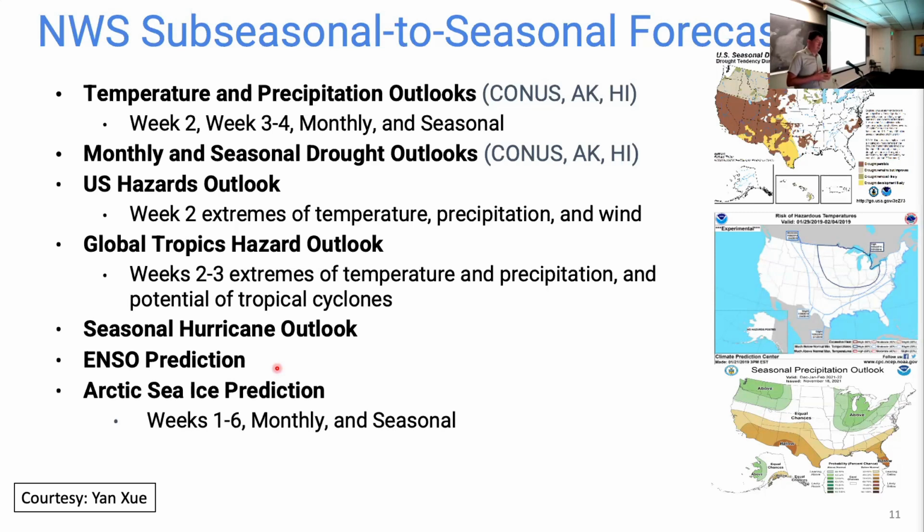There are other outlooks that they do: U.S. hazards, global tropical hazards, and a seasonal hurricane outlook. They predict El Nino itself, and they also do Arctic sea ice prediction. These are the operational products. There are also a lot of other applications that people in my laboratory are working on, such as marine heat waves, coastal inundation due to climate change, El Nino impacts on sea level on the West Coast, and storm surge modeling. There are many other applications that people are looking at on these timescales.